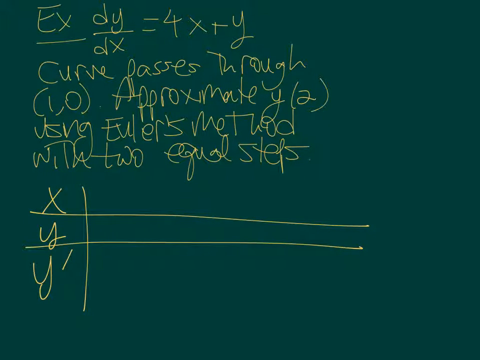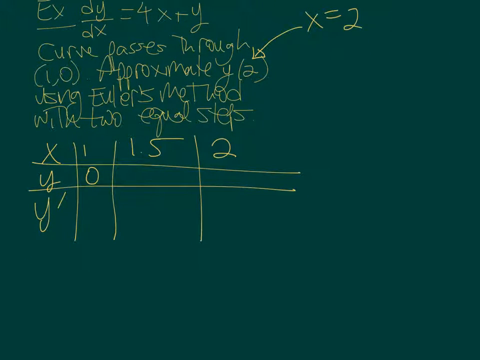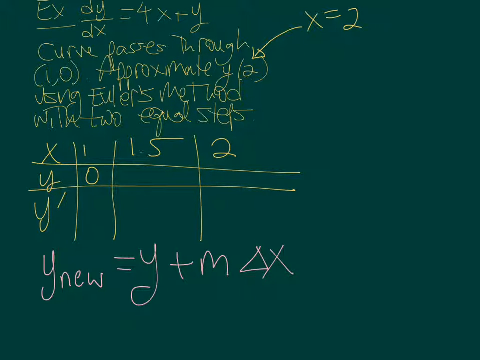We're starting at the point (1, 0), and we want to get to x equal to 2 with 2 equal steps. So we go to 1.5 and then 2. And at each step, we're going to find our new y according to the equation of the tangent line, which is the old y plus the slope times delta x. So our first slope, now our equation 4x plus y is giving us the slope, is 4.